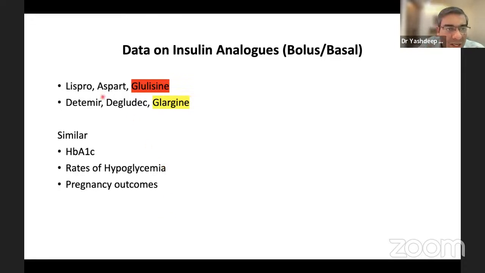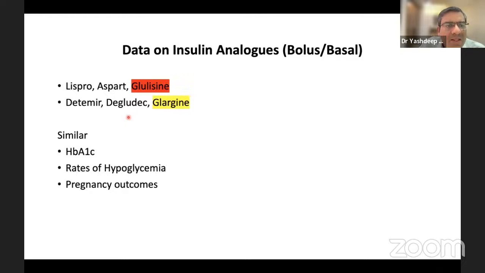So Lispro and Aspart analogs are approved during pregnancies, and we have level 1 evidence, what we call the evidence from randomized control trials, for Lispro and Aspart to be used in pregnancy. We don't have any evidence for glulisine, so the patient should be taken off glulisine near the pregnancy period. And detemir and degludec are the long-acting analogs which are approved and have level 1 evidence. Glargine can be used in pregnancy, but we don't have any RCT for glargine during pregnancy.